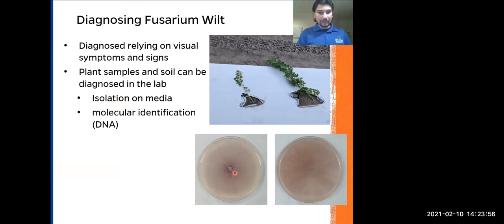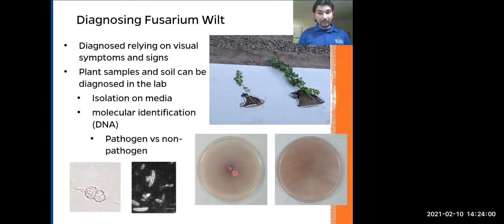However, molecular identification using DNA has become more useful to us because we can distinguish pathogen versus non-pathogen. There's actually Fusarium oxysporum out there that exists in the soil that isn't pathogenic. But identifying the DNA, which the pathogens have that the non-pathogens don't, allows us to determine if the sample is a pathogen or not.